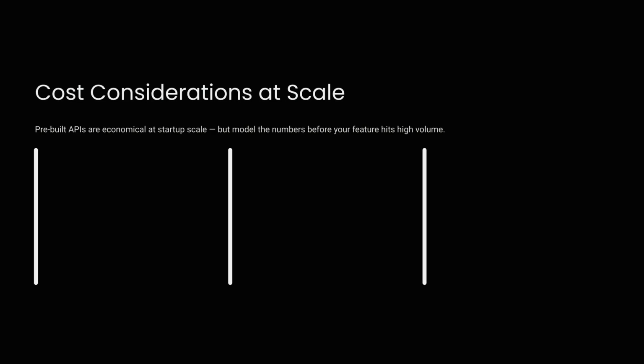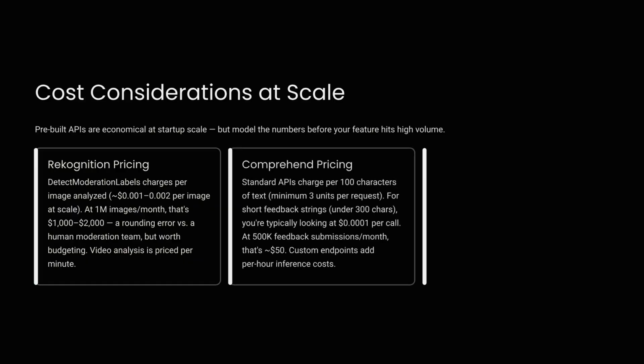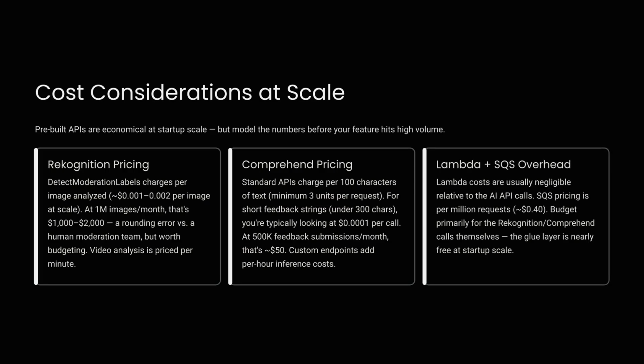When scaling, consider costs. Rekognition charges per image analyzed, typically $0.001 to $0.002 at scale. Comprehend charges per 100 characters, around $0.0001 per call for short feedback. The Lambda and SQS glue layer overhead is usually negligible compared to the AI API costs.